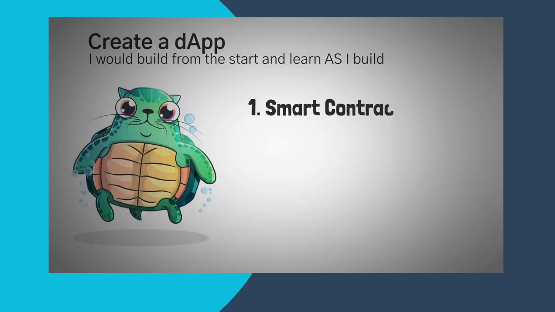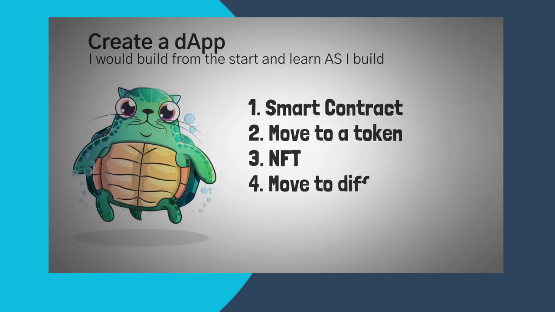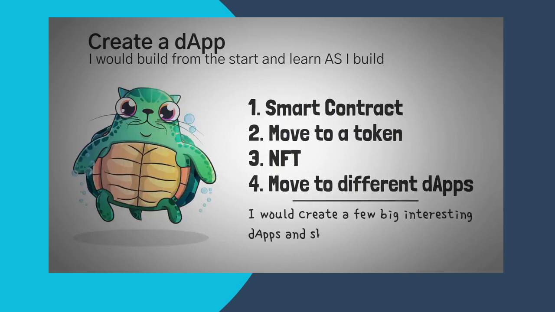I would create a simple smart contract, then maybe move on to a token, and then an NFT, and slowly move to more complex dApps. As time goes on, I would create a few big, interesting dApps and show them on a website that would basically be my own portfolio to show other people what I've created.